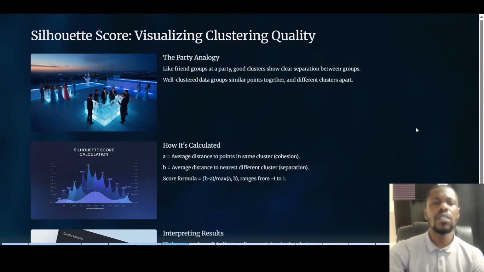So what is silhouette score? It's visualizing the clustering quality. So I have an analogy for you. So imagine a party analogy. So like friend groups at a party, good clusters will show a clear separation between groups. Well clustered data groups similar points together and different clusters apart.